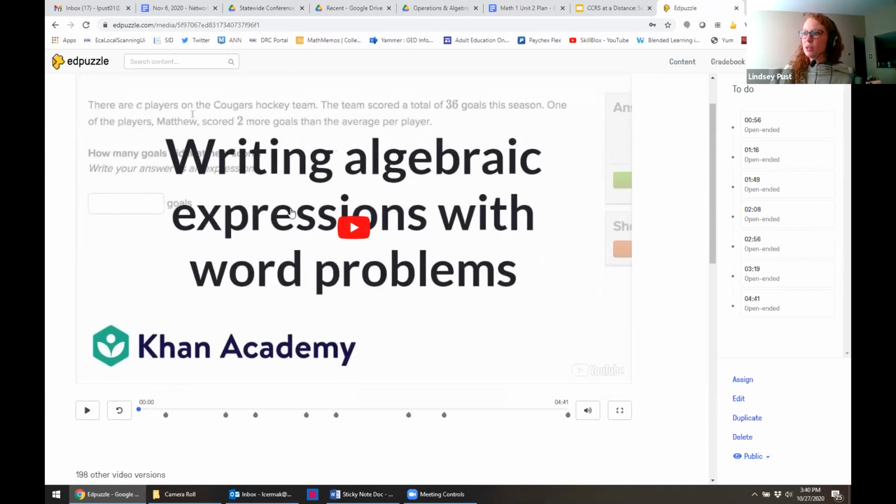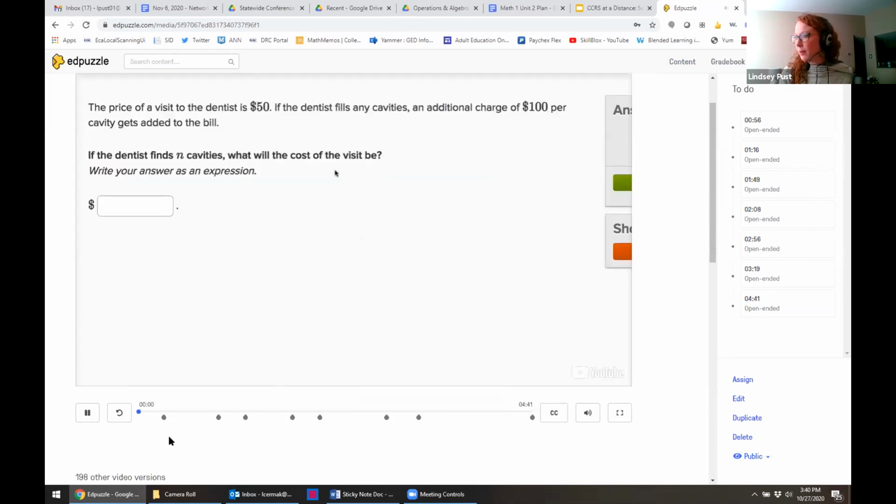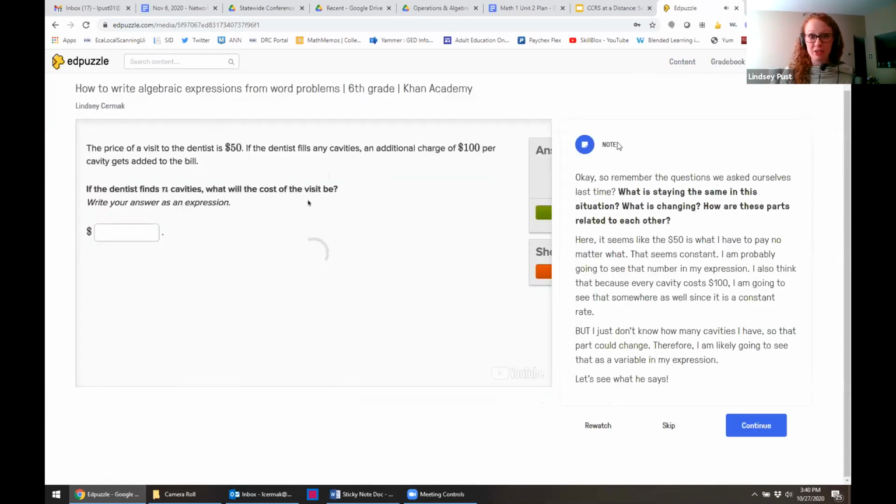This one is actually from one of my classes, where we've been working on writing algebraic expressions from word problems. How do I translate this into a math sentence? This first one is actually a note that Kristine was talking about. I wanted to remind them of something from last week, that we were asking ourselves these 3 main questions when we are analyzing a word problem.